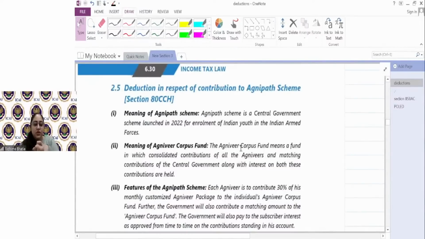80CCC-H, 80CCH. Now, this is a very new topic which has been introduced. This deduction is about a scheme called the Agniveer scheme or Agnipath scheme for Agniveers. Now, what is this actually? I'll give you a brief before going into the deduction.